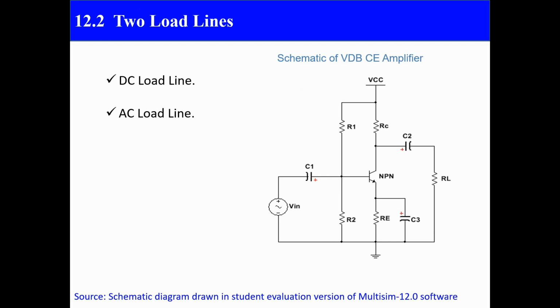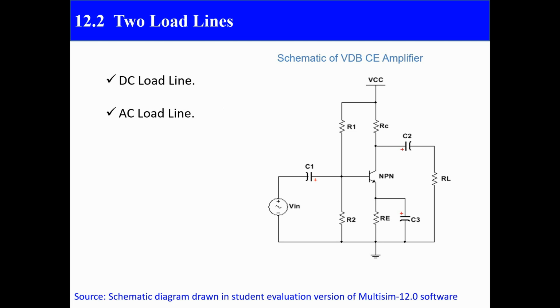So in this session, we are going to discuss load lines. So far you are aware of only one load line, that is the DC load line. But practically there are two load lines. One is DC and the second one is AC. DC load line and AC load line. So let us quickly see how to plot the DC load line for an amplifier case.